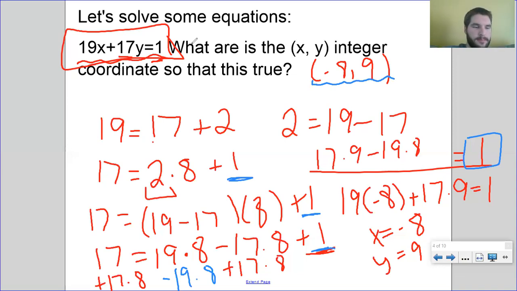Olivia. Would it work if you scale? Yeah, let's look at that. What if we made this -16 and 18? Does that still work? 19 times -16 plus 17 times 18. Now we get 2. So if we're scaling the numbers, we're going to end up scaling the solution. We'd have to multiply everything by that scale.